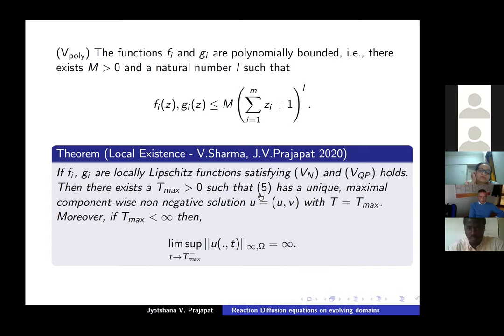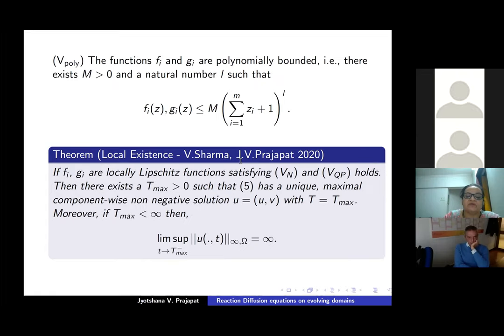So here you can see that I have written it for only two, but it is also true for m. And if T_max is finite, then this limit goes to infinity. So here, as t approaches T_max from the left, it goes to infinity. So this is the first result, which shows the existence of non-negative local existence. Okay?